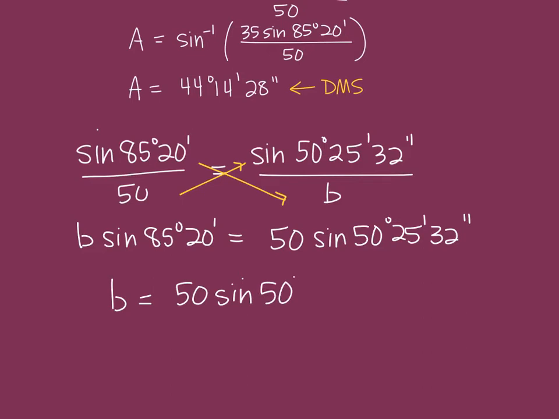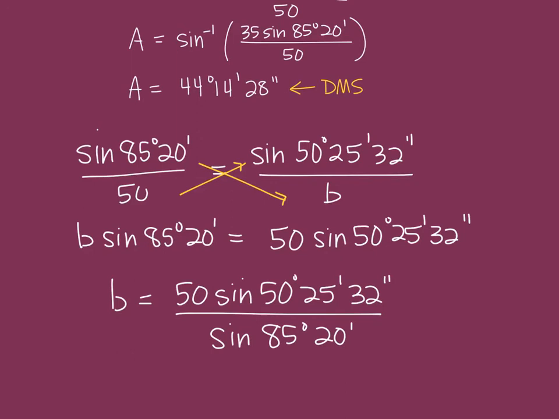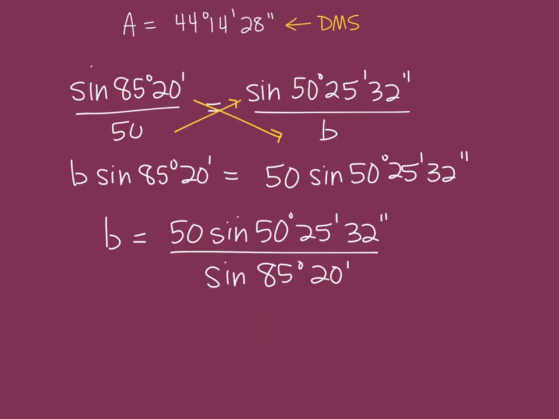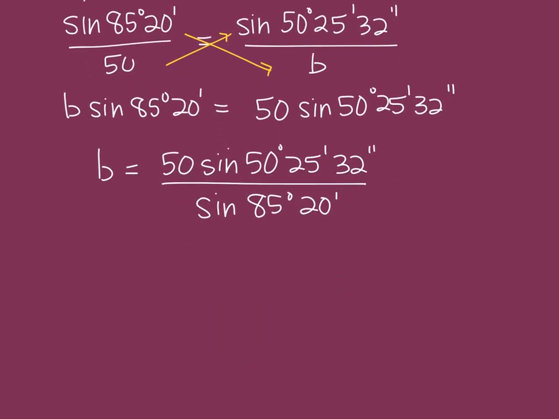So 50 sine 50 degrees, 25 minutes, 32 seconds would be eventually divided by the sine of 85 degrees, 20 minutes. Again, let your calculator do that work for you. Don't reduce the work. Type that in as is, and you'll get 38.668 to be the length of the final leg. Perfect.